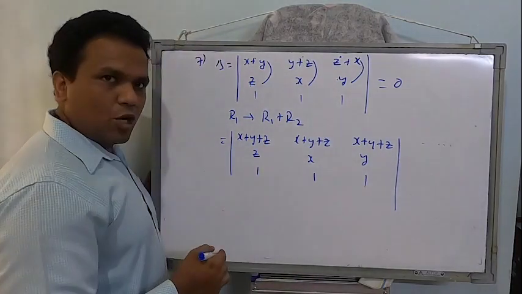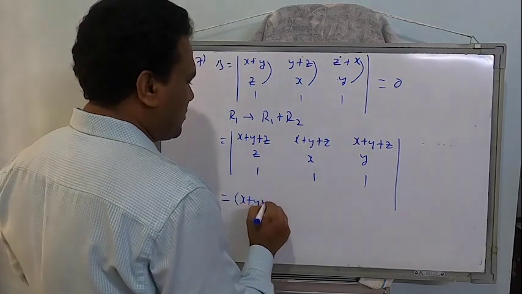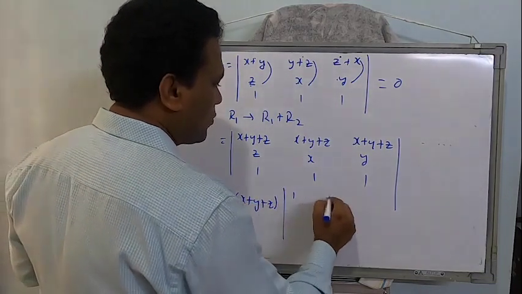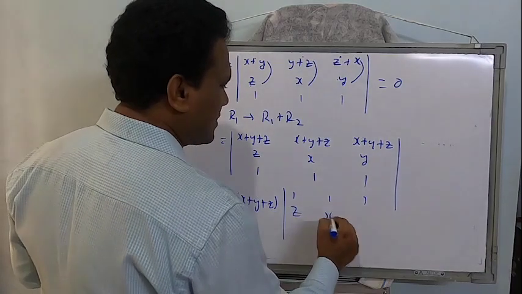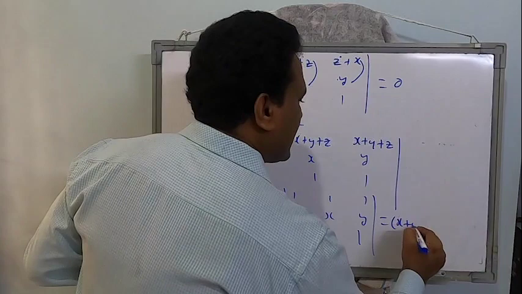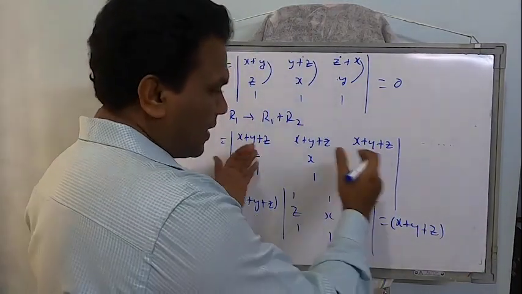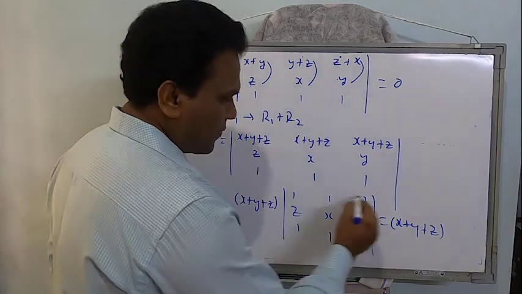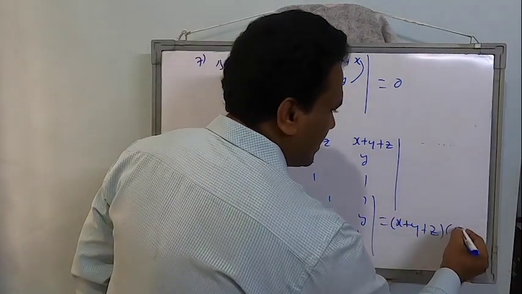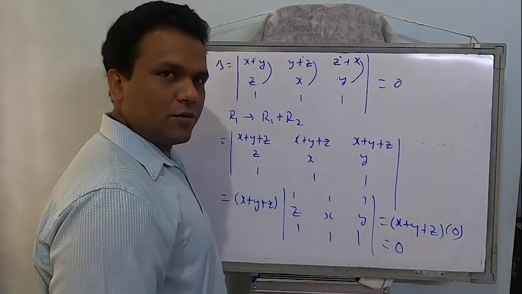So take out x plus y plus z common from the first row by using property number 4. x plus y plus z, 1, 1, 1, z, x, y, 1, 1, 1. So the value will be x plus y plus z. This element you write down as it is. But what is the value of this determinant? Since my first row and third row are identical, the value of the determinant will be 0. Hence the value will be equal to 0.